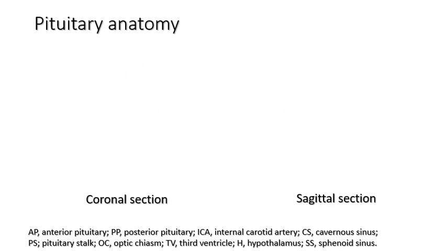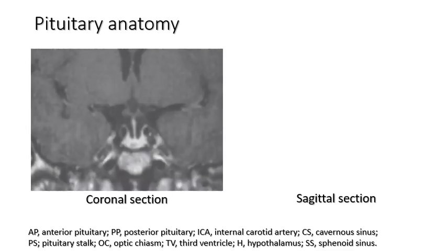Importantly, let us review the pituitary gland anatomy, and the best way is to look at an MRI image, both coronal and sagittal sections of the pituitary. Here in the coronal section, the pituitary gland is enclosed in the sella turcica and bridged over by a fold of dura mater called the diaphragma sellae, with the sphenoid sinuses below and the optic chiasm above. Here is the anterior pituitary gland, here the internal carotid artery, and here the cavernous sinus.